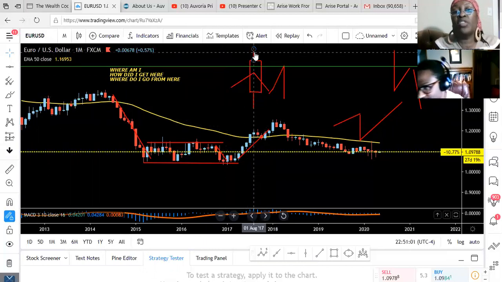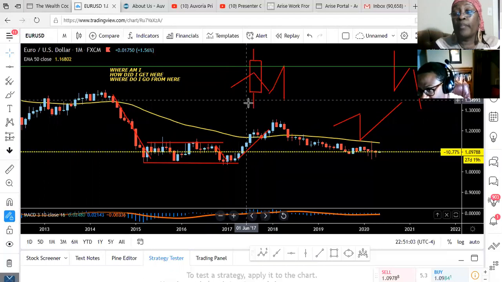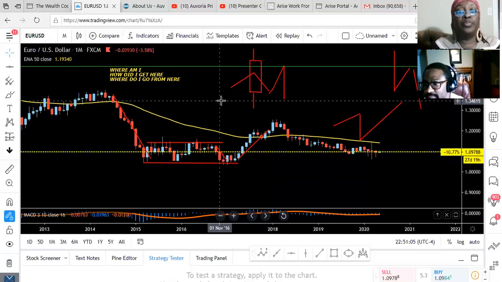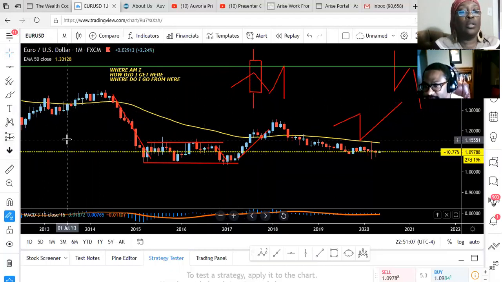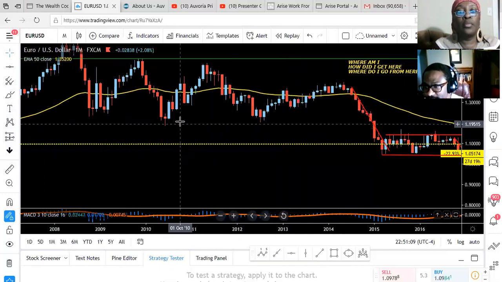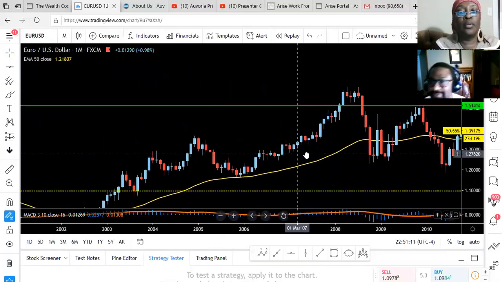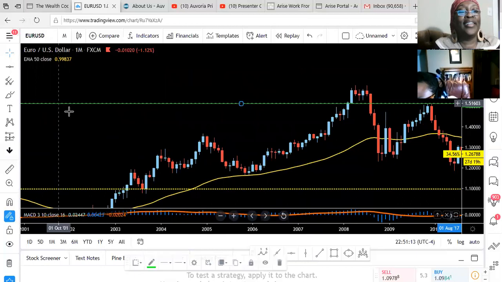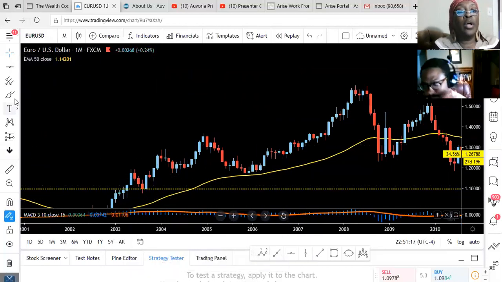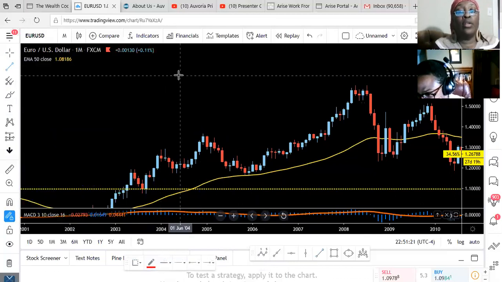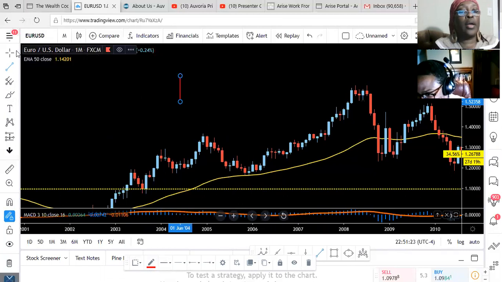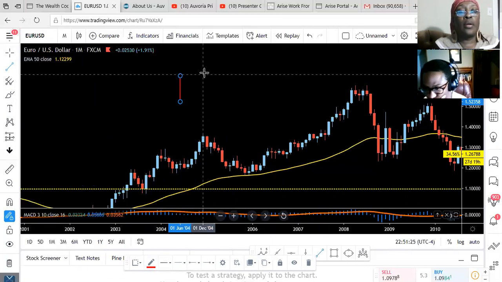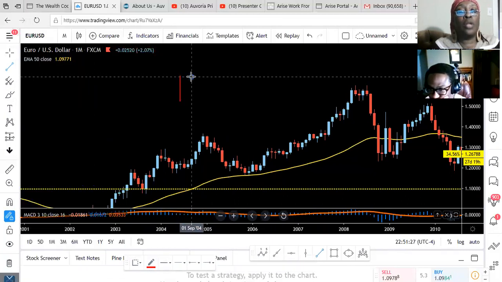But this wick tells me, if you have a long wick, let's move up. You have a long wick. Now this is one of the benefits of the wick. If you have a long wick, the wick will tell the story.